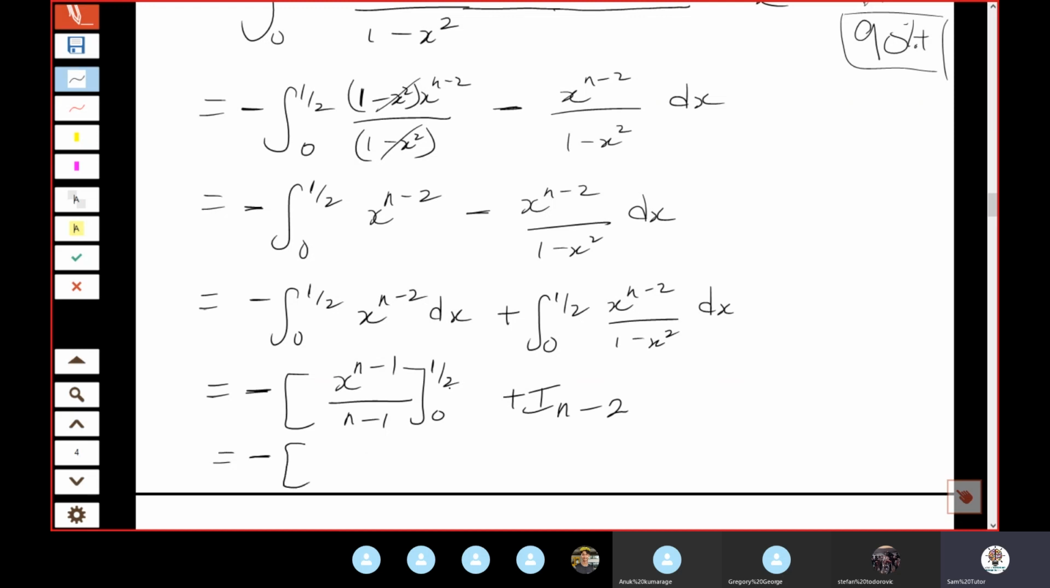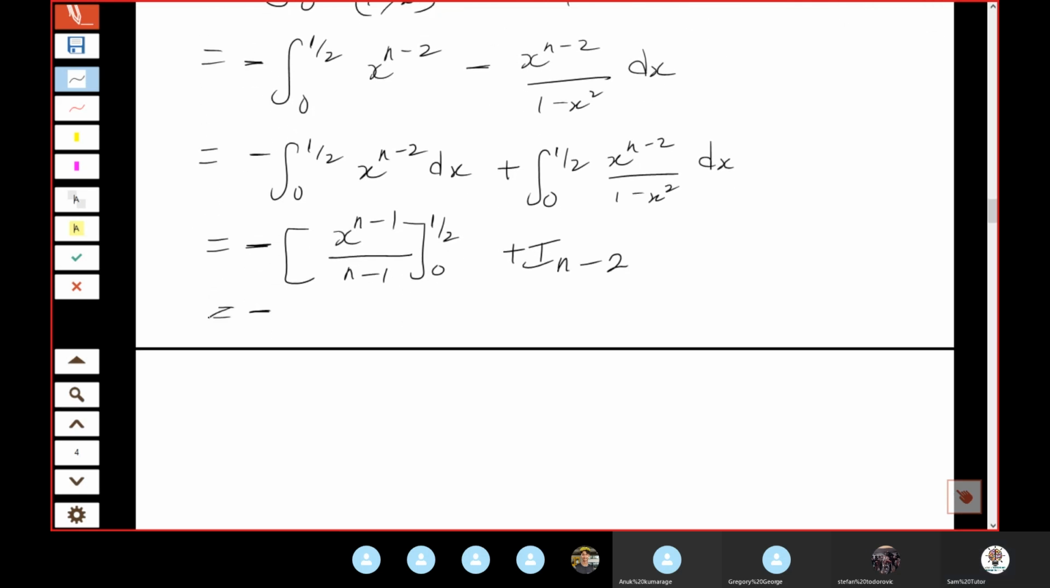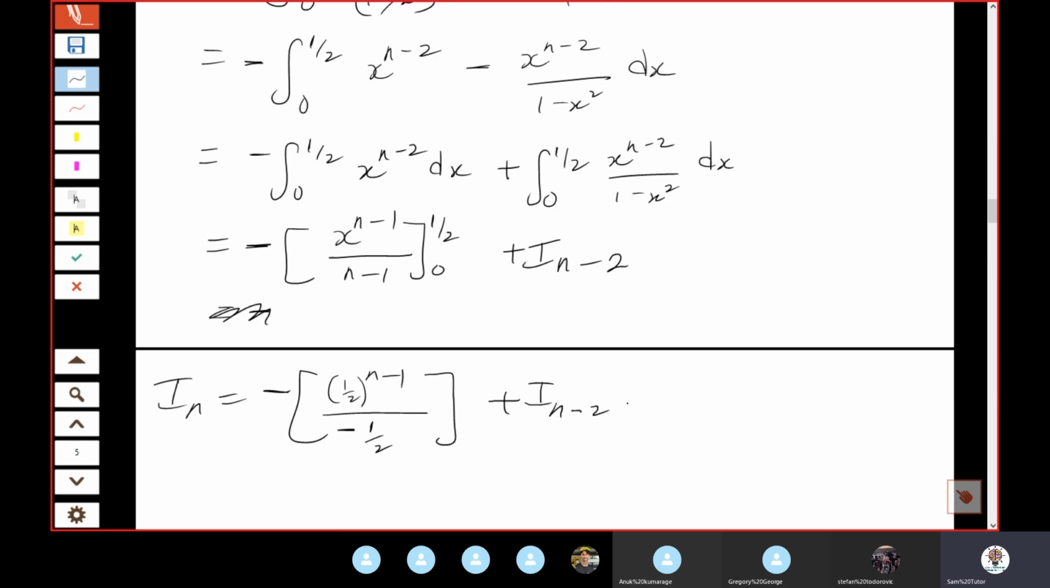Equals, bring a half down, half to the power of n minus 1. Let's just scroll down. So far we've got I_n equals negative half, bring the half in, so half^(n-1) over half take away 1 is negative half plus I_(n-2). At this point, when I see this algebra, I stop.